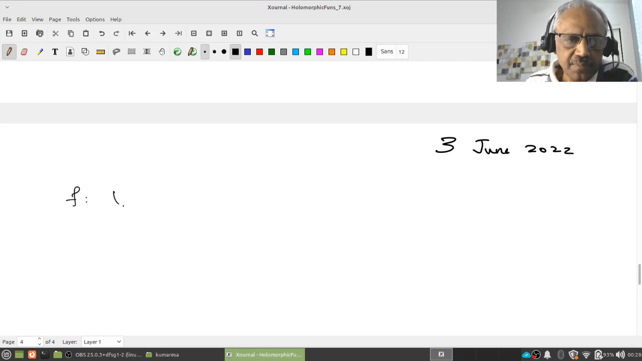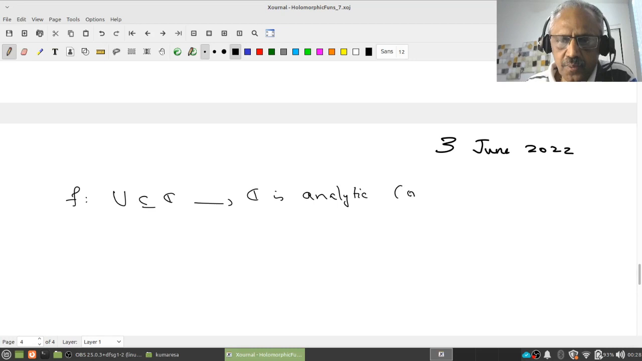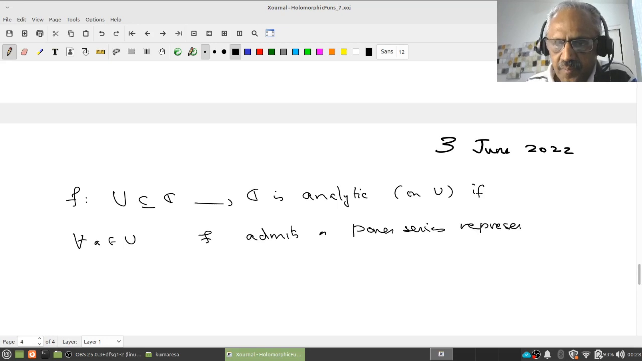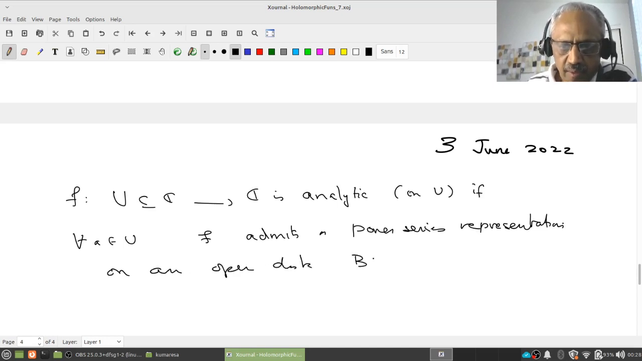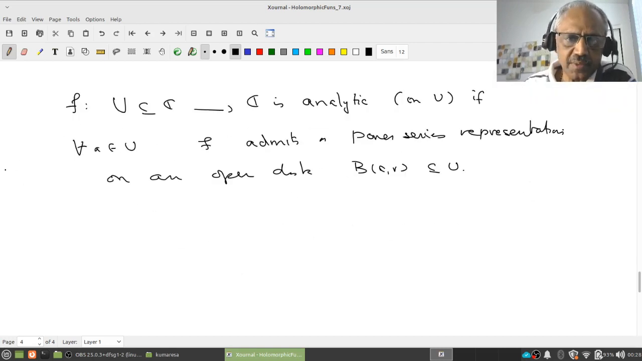So your function f from U, an open set in C, to C is analytic on U if for every a in U, f admits a power series representation on an open disk B_r contained in U. Okay, so I will explain what this means.